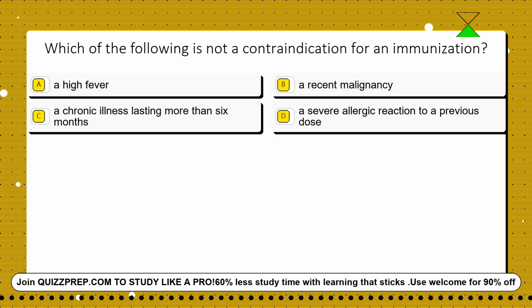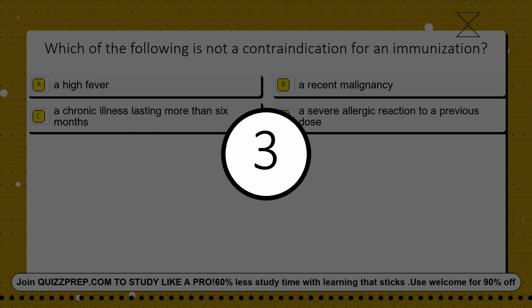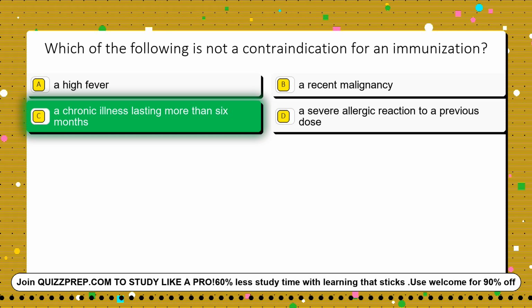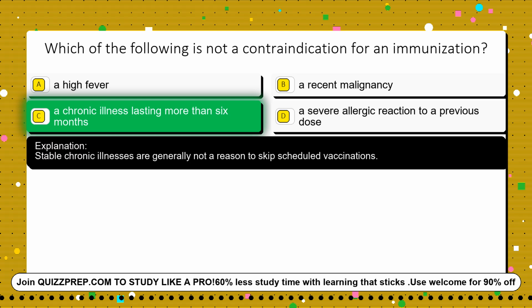Question 65. Which of the following is not a contraindication for an immunization? Option A, a high fever. Option B, a recent malignancy. Option C, a chronic illness lasting more than 6 months. Option D, a severe allergic reaction to a previous dose. The correct answer is option C, a chronic illness lasting more than 6 months. Stable chronic illnesses are generally not a reason to skip scheduled vaccinations.